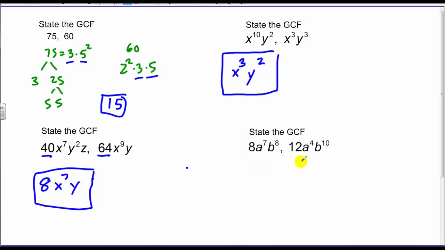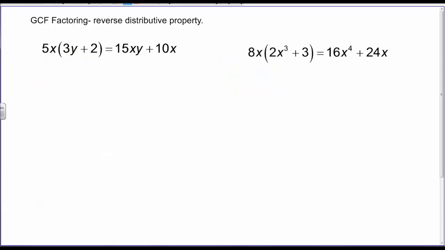Finally, we have to state the GCF of this term. Between 8 and 12, I know 2 goes into both, but also 4 goes into both. And 4 is a bigger number than 2, so 4 is my GCF for the numerical part. I've got a to the fourth and a to the seventh, which means there's 4 a's in common. And then I have b to the eighth and b to the 10th, which means there's 8 b's in common. And there's my GCF.